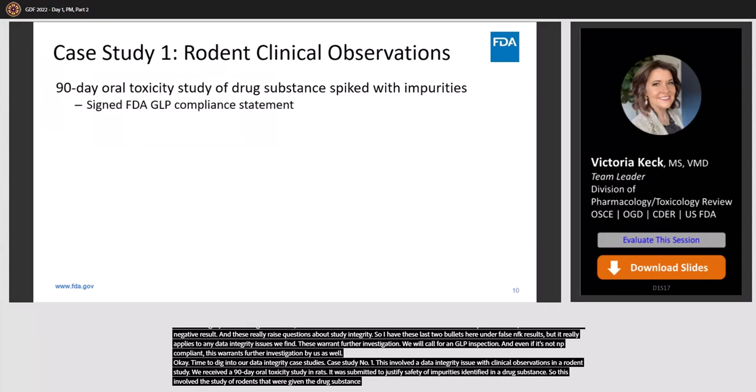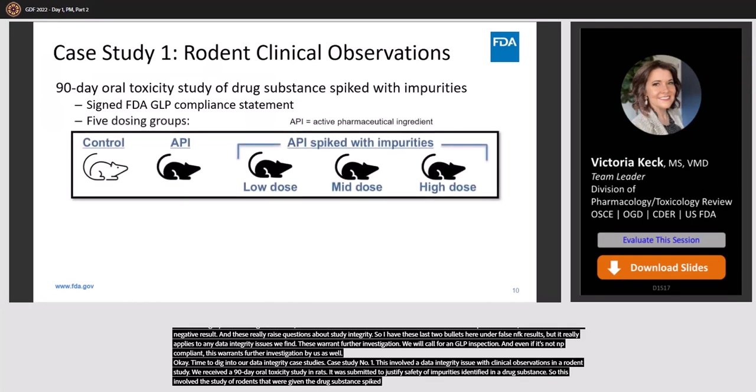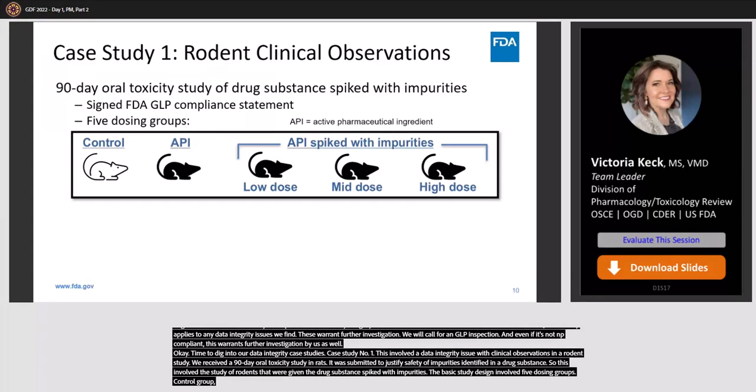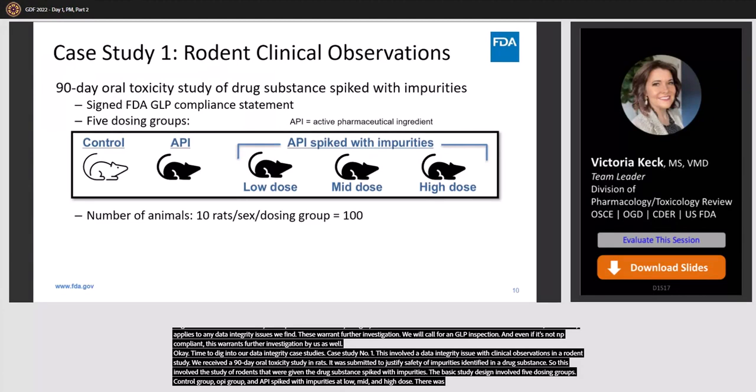The study had a signed FDA GLP compliance statement. The basic study design involved 5 dosing groups. There was a control group, API group, and then API spiked with impurities at low, mid, and high dose. There was a good number of animals in this 90-day toxicity study, 10 rats per sex per dosing group.